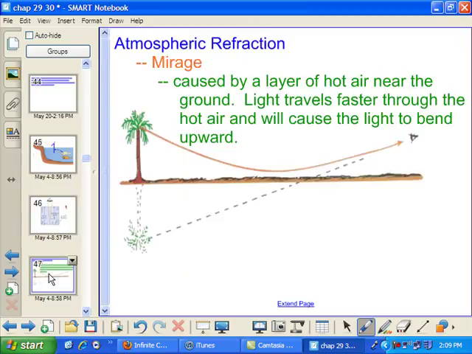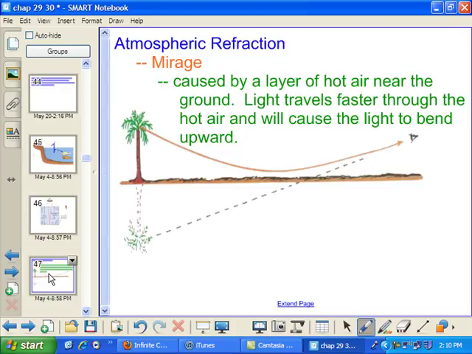Which leads us to atmospheric. We've talked about water and glass. Now, light in the atmosphere. Now mirages. Mirages, like in the desert? Well, it can happen anywhere. If you're lost in the desert and you see a water cooler, that's not a mirage. That's a hallucination. You're dying. Oh, you just see water.